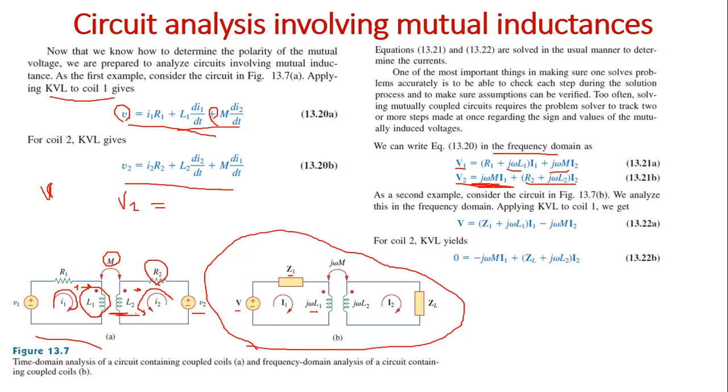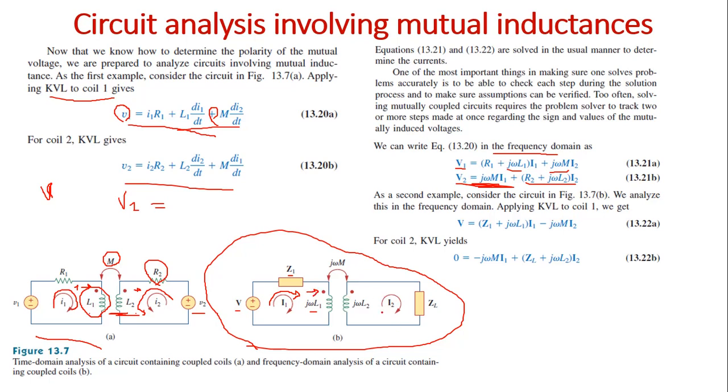Okay, so here again we will write KVL equations for this first part of the circuit and second part of the circuit, that is for coil 1 and coil 2. Okay, so apply KVL for coil 1. So again V will be equal to Z1 into I1. Now you should notice the direction of current in this circuit. So in this first part of the circuit, that is for coil 1, current is in clockwise direction and it enters the dotted terminal, right?